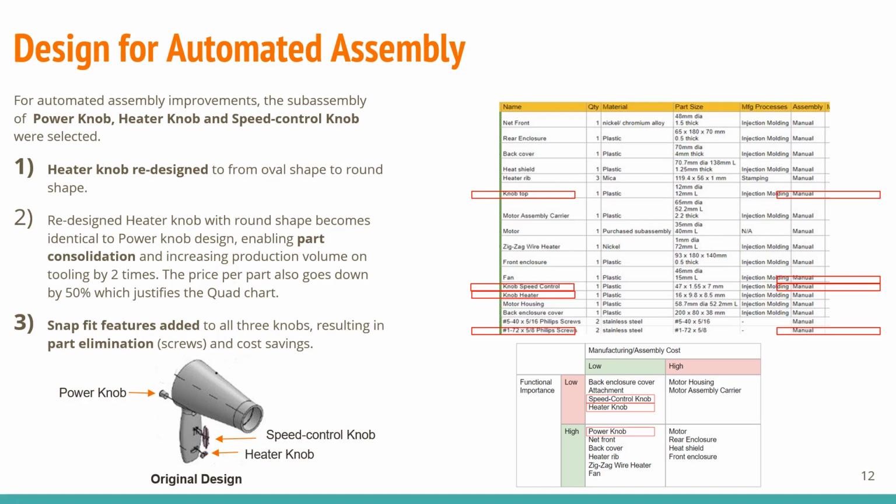which enabled part consolidation. As a result, the assembly no longer has 2 different knob designs, hence the volume on tooling goes up by 2 times. Also, the price per part will go down by 50%. Snap fit features were added to eliminate the need for screws for attaching these 3 knobs, resulting in part elimination and cost savings.